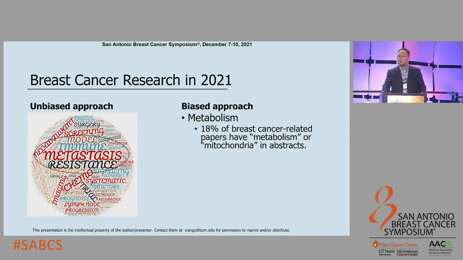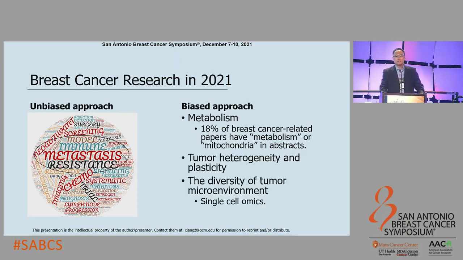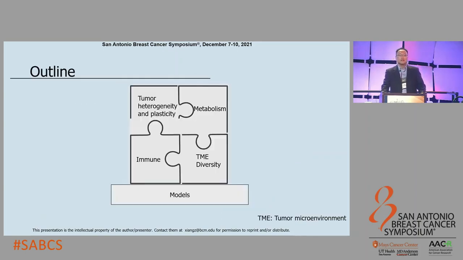Indeed, if you look into the abstracts, 18% of breast cancer-related papers have metabolism or mitochondria in their abstracts. I also would like to discuss tumor heterogeneity and plasticity, as well as diversity of tumor microenvironment. This is because we have learned a lot in the past year because of the increased application of single-cell omics. Accordingly, I divided my talk into several sections, focusing on tumor heterogeneity and plasticity, metabolism, immune, and tumor microenvironment diversity.